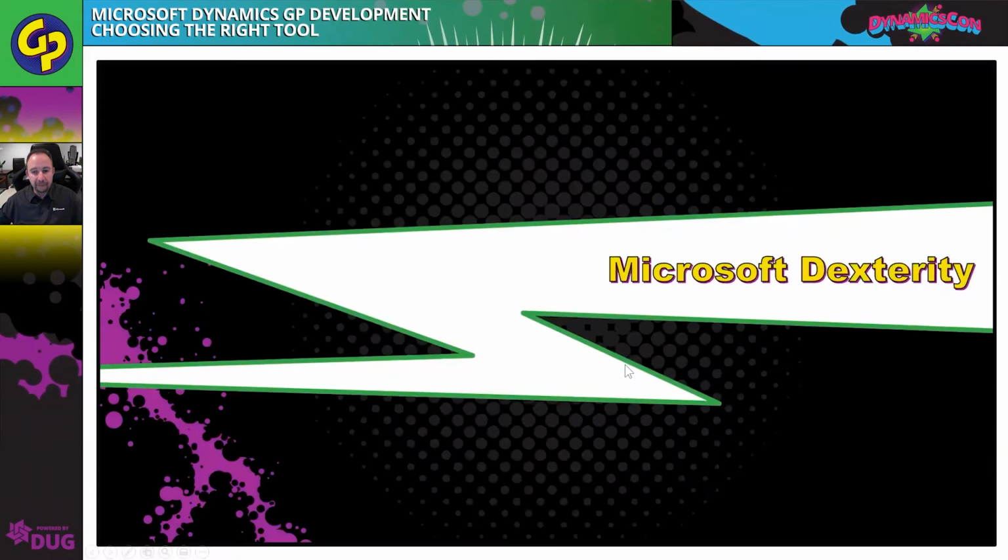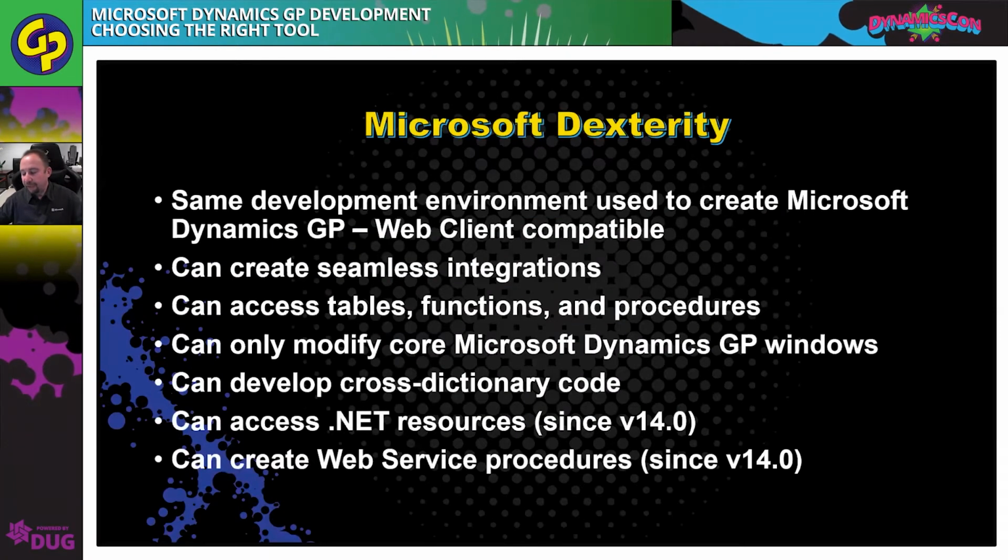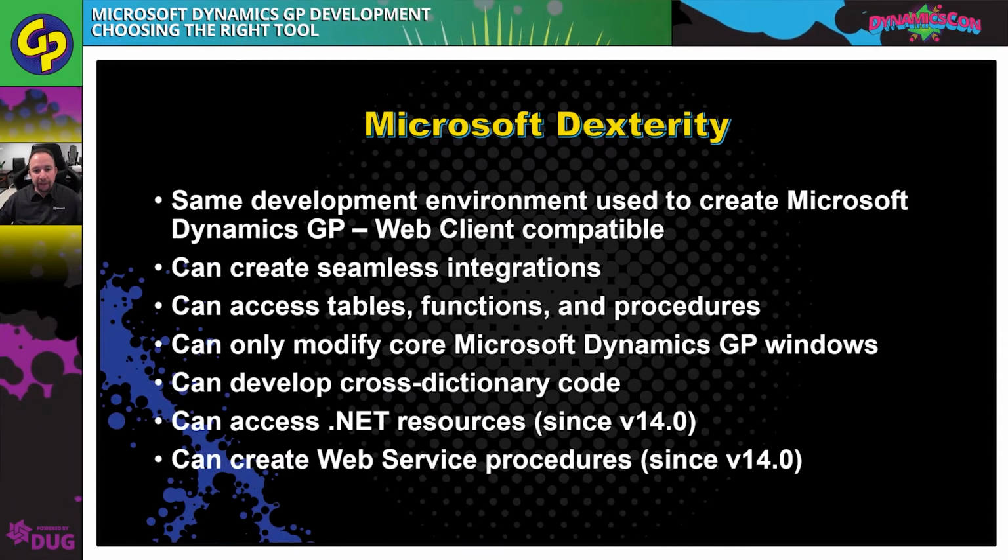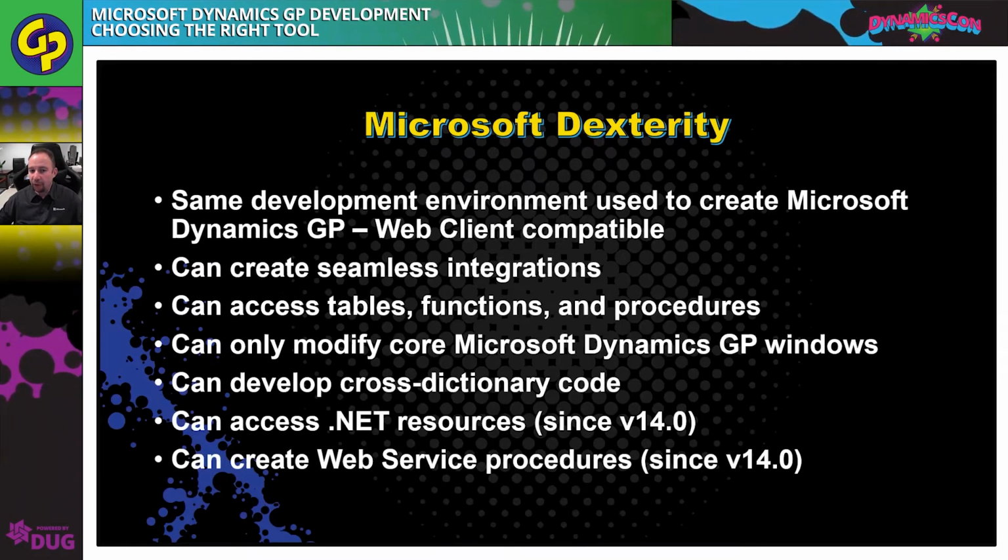Okay. So the next option is Microsoft Dexterity. Dexterity is the actual language that GP itself was created in, and that is the best environment that you can use. It allows you to create seamless integrations. With code that's written with Dexterity, if a user hasn't seen the original, they won't know that it's been changed. You've got full access to the tables, functions, and procedures within the code.